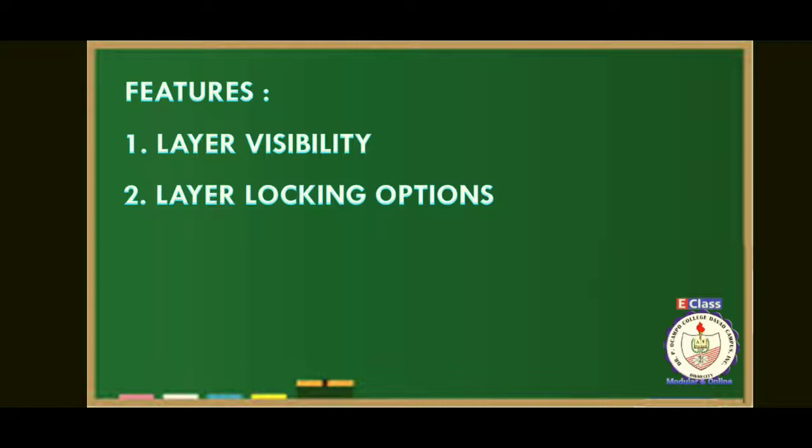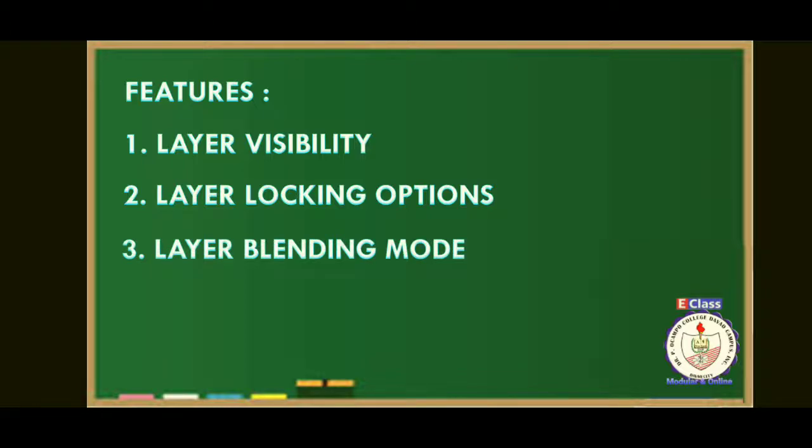Next is the layer locking options. We have 4 types. A is a checkered square icon, used to lock transparency. B, the brush icon, is used to lock the image. C, the arrows icon, is used to lock the position of the image. D, the lock icon, is used to lock all the options.